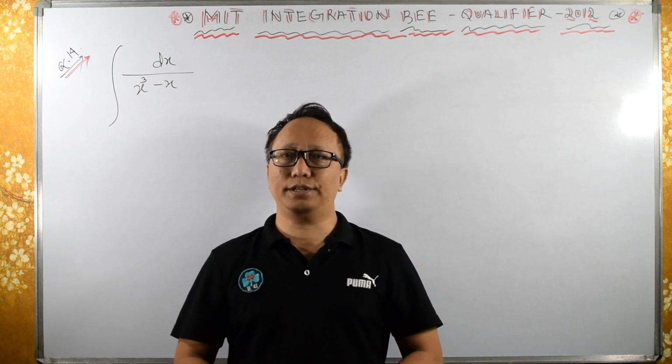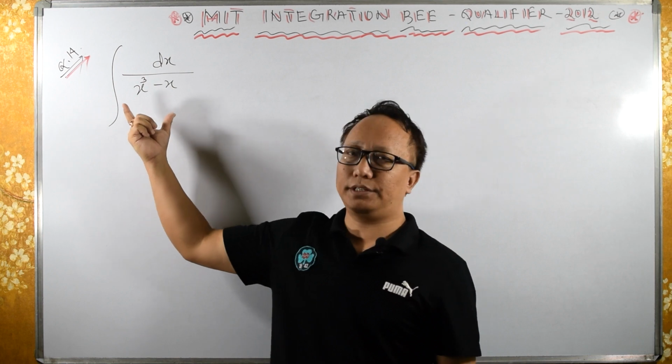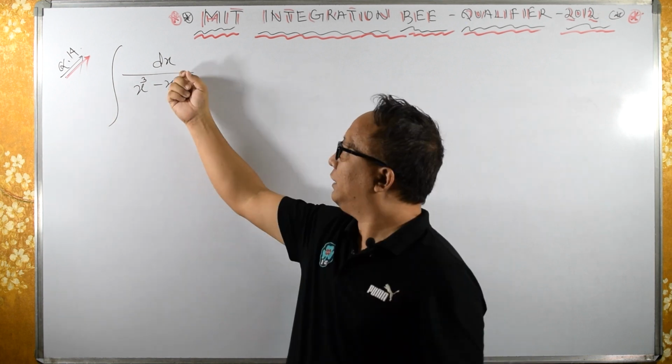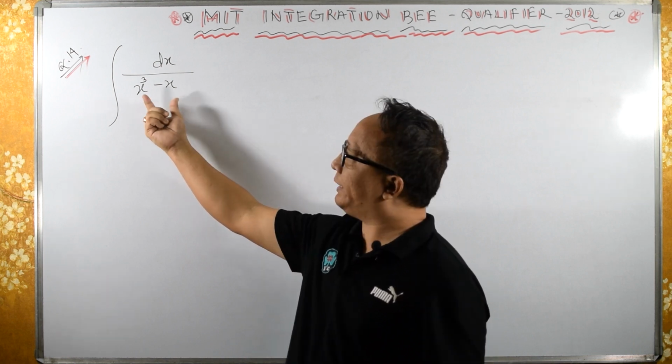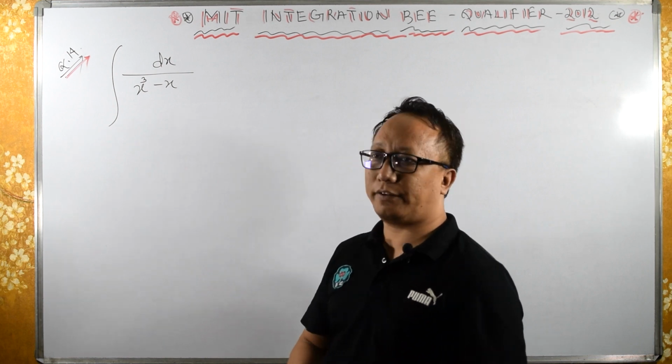Welcome to this section of this course. Today I will be solving this integral. This integral was asked in the MIT Integration Bee qualifier exam. Here in the denominator we have x cube. We can take x common over here and then we can solve this by partial fractions.